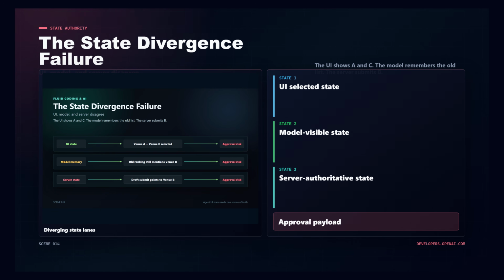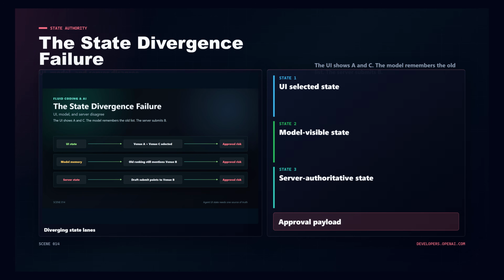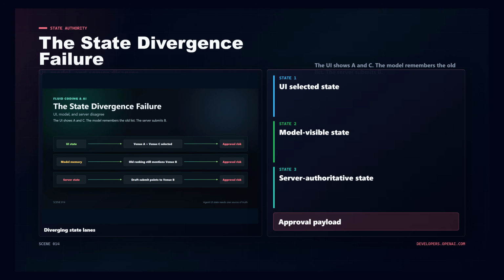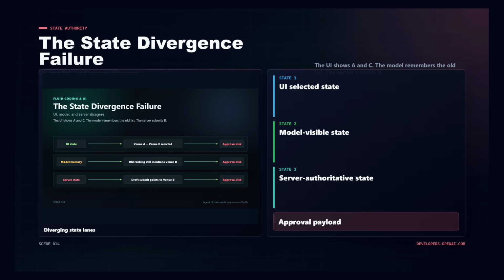The UI shows venues A and C selected. The model only saw the original search results. The user clicks approve. The backend receives a stale payload. The model says A and C were approved, but the server submits venue B because that was still stored as selected. That is not a rendering bug. That is a state authority bug. The UI, model, and backend each believed a different version of the workflow.